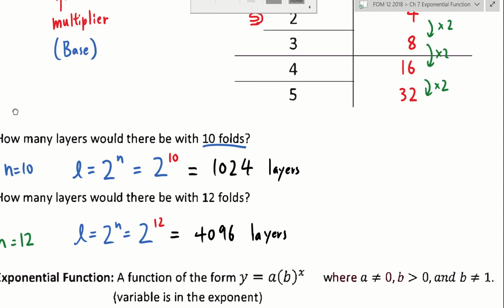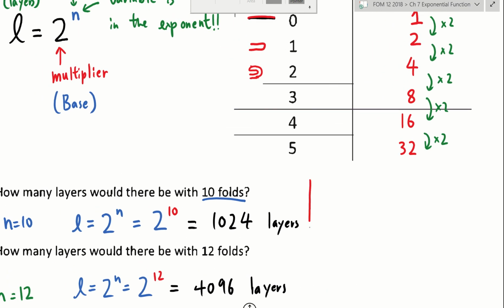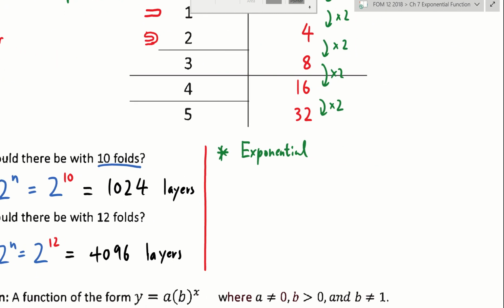So the third thing you should realize with this type of function, which is what we call an exponential function, is this. An exponential function is a function that has a variable in the power, so in the exponent. Exponential functions increase very, very quickly. So you throw it 2 more times, from 10 to 12, and you're getting like 3,000 more layers. So it increases very, very quickly.